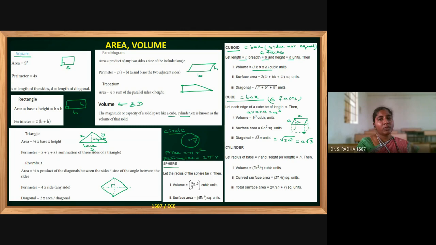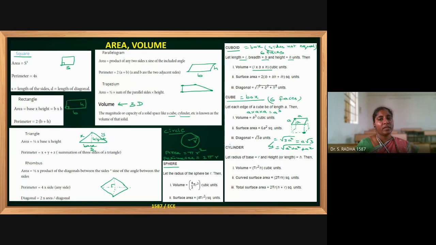And the diagonal, I told you, L square, B square, H square. So here this is nothing but square root of A square plus A square plus A square. We are having square root of 3A square. Okay. So like that, we are having square root of L square plus B square plus H square.